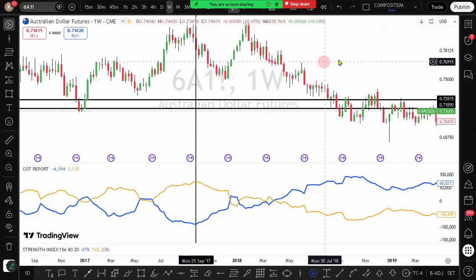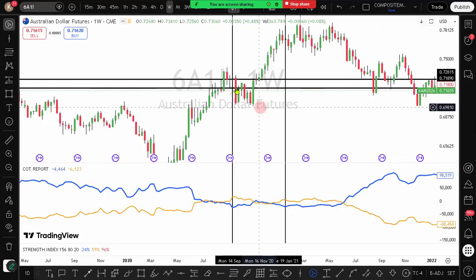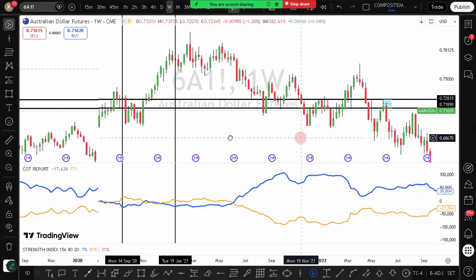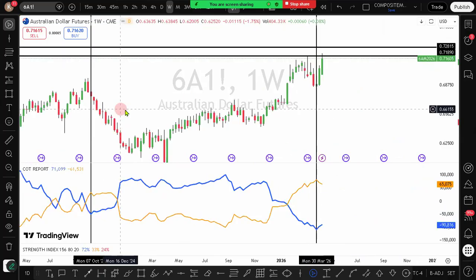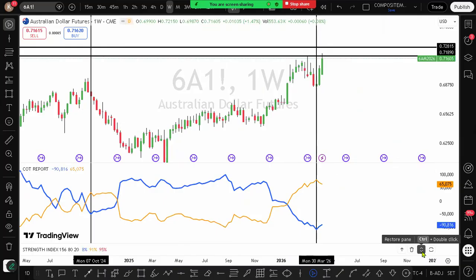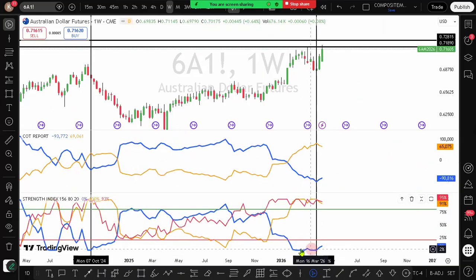Look at that, the price has to go lower. Okay, here you can see price has to go lower, price has to go lower. It's easy to backtest. Commercials getting more bearish, prices get lower, and here they're bearish, prices go lower. Now, if I bring in the index, look at this.